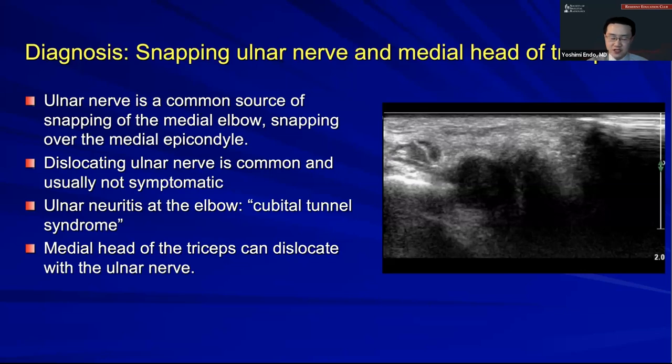The treatment for this is transposition. They would move the ulnar nerve anteriorly so that it's no longer snapping. But some of these patients can come back with persistent symptoms if they also had a hypermobile or dislocating triceps that was not addressed during surgery.